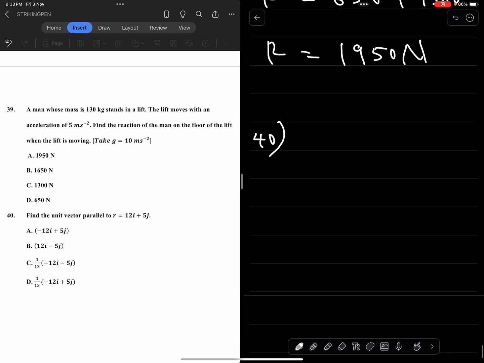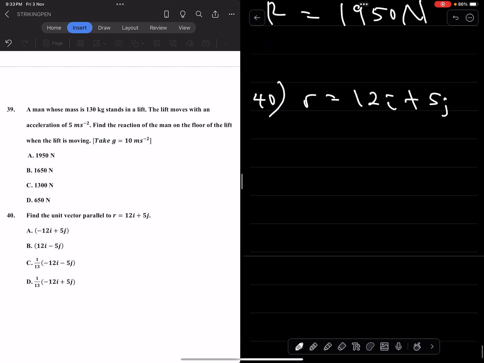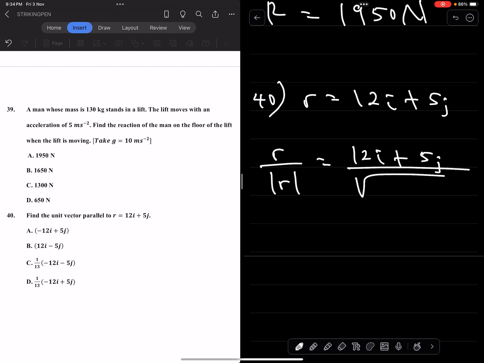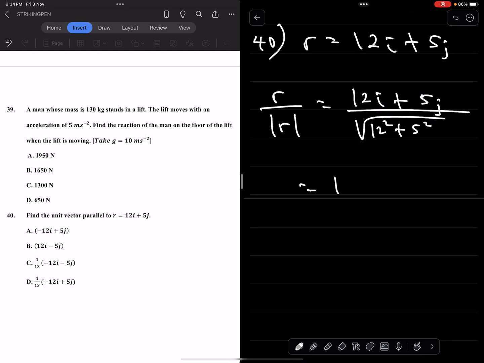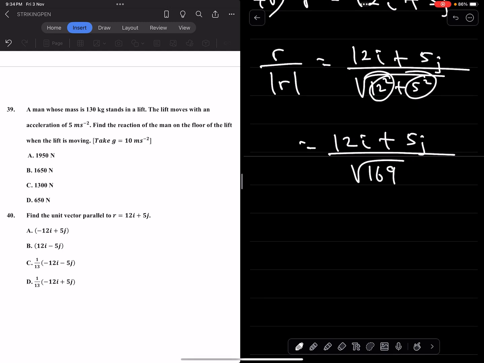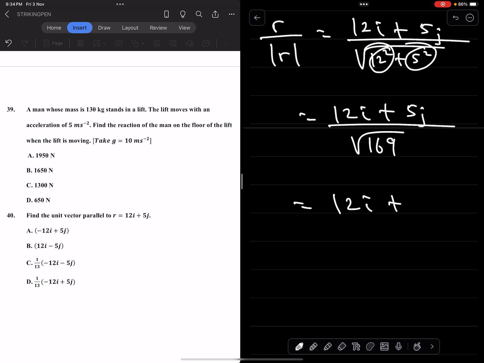Number 40, find the unit vector parallel to R equals 12i plus 5j. The unit vector parallel to that is supposed to be the vector R divided by its magnitude, and that's 12i plus 5j all over the magnitude of the vector R, which is the square root of 12 squared plus 5 squared. 12 squared is 144 plus 5 squared, which is 25. That's 169. And that's going to be 12i plus 5j over 13.